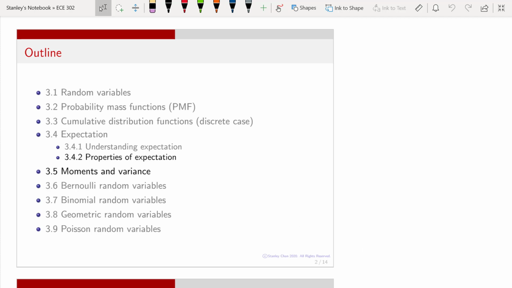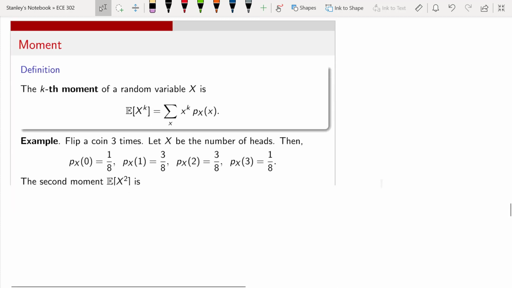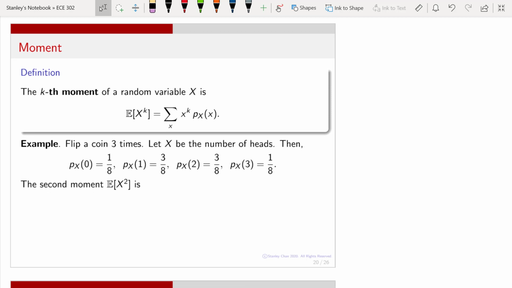So this concludes the discussion on the properties of expectations. Now we are going to move on and talk about one more topic, which is moments and variance. To start with, I want to define the term called the kth moment. This is just applying property 1 with g(x) equals x to the power k, the kth power of the random variable. If you plug that in, you can show that the expectation will take this form.